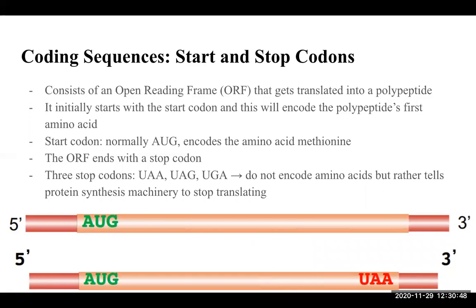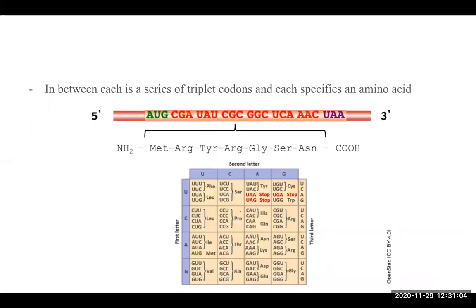The open reading frame usually ends with the stop codon. The 3 normal ones that we usually see are UAA, UAG, and then UGA. But these 3 stop codons do not encode amino acids, but rather tell the protein synthesis machinery to stop translating. In between the start and stop codons, there's a series of triplet codons, and each one of them specifies a specific amino acid. As you can see here, it goes from the 5' to the 3' side. And this is the chart that's going to help you navigate and look through all of that.